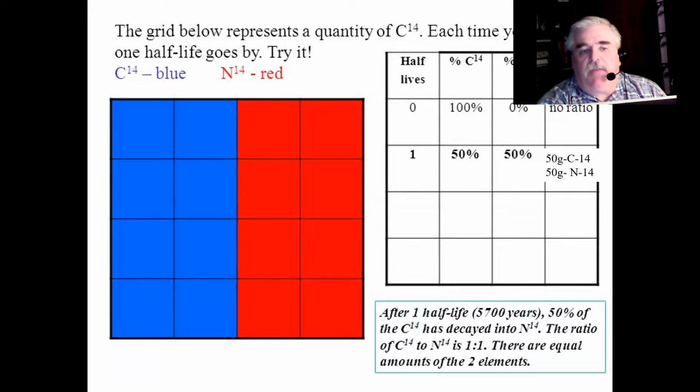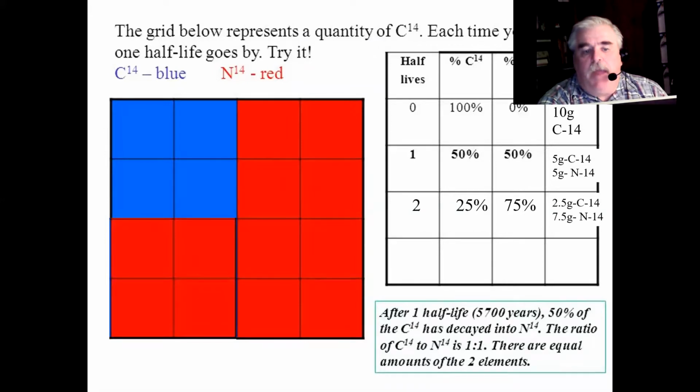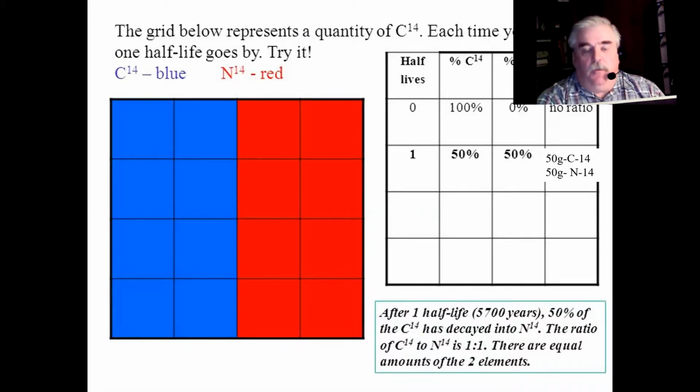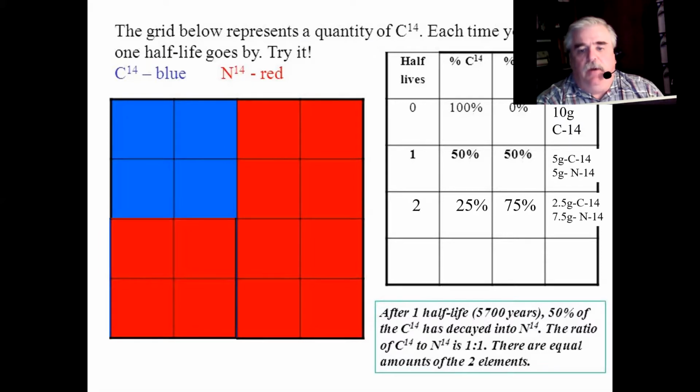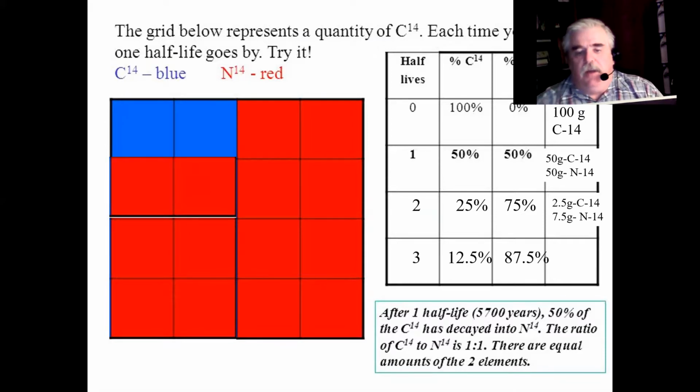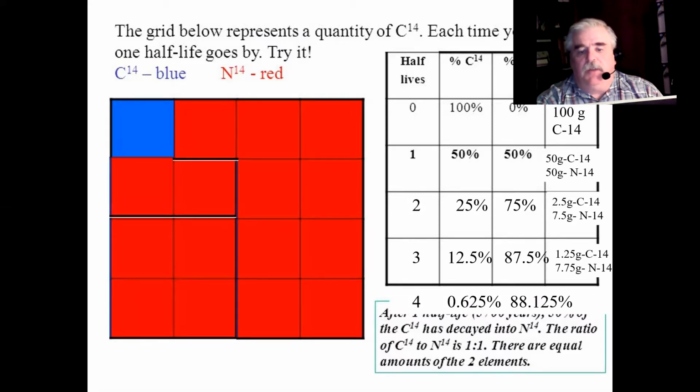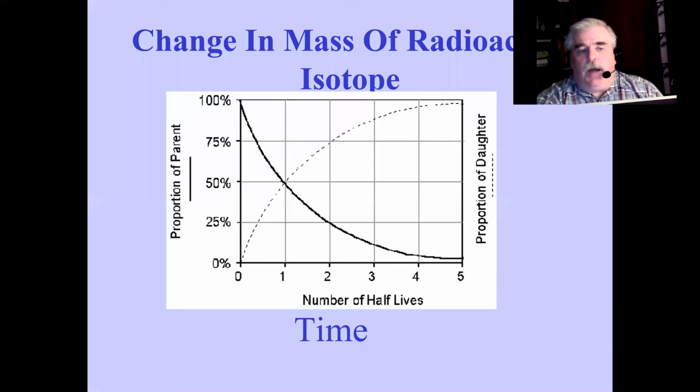Then after another half-life, you take that remaining blue. See, the remaining blue is what's cut in half. And then you have 25% of the original carbon-14 left and 75% of the nitrogen-14. And then you take that remaining blue after another half-life, cut it down, and it becomes 12.5% and 87.5%. One more half-life, 4 half-lives, you're going to end up with 0.625% and 88.125%. And then one more box to be gone.